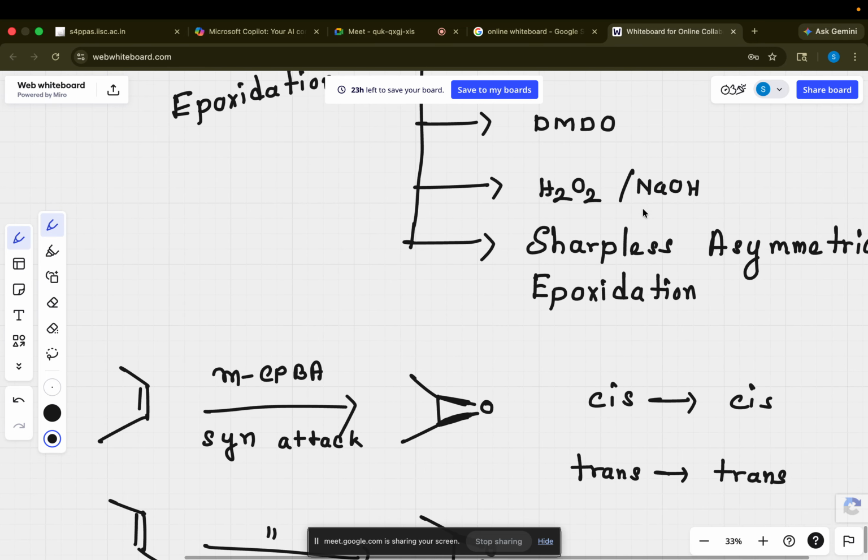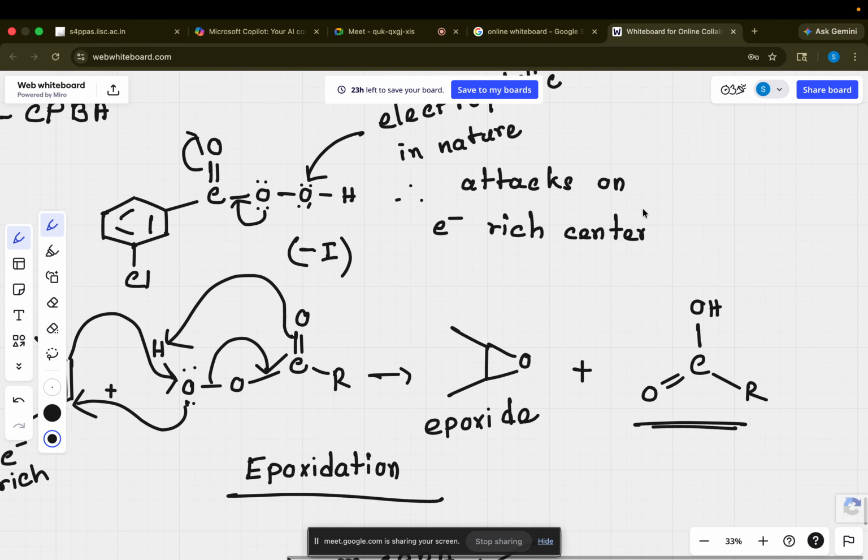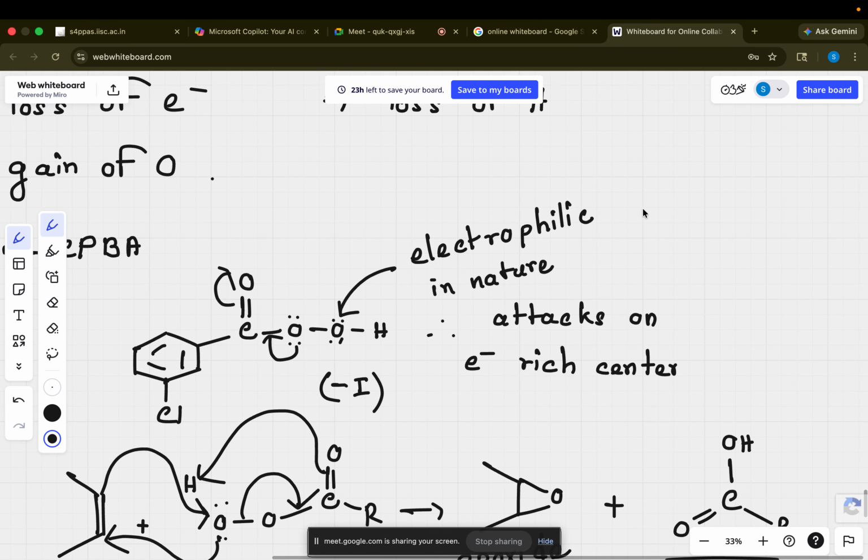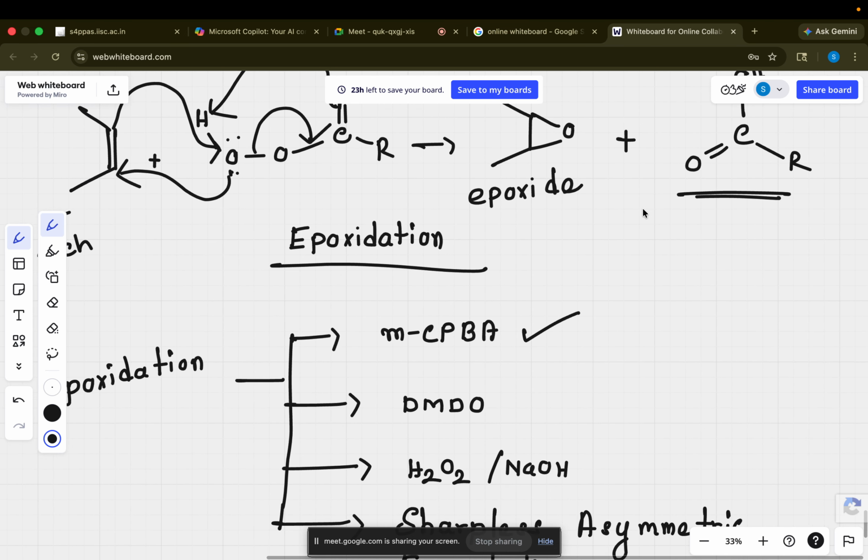Now I already mentioned, mCPBA is what? Electron rich or electron deficient? Electron deficient, because the oxygen atom is electron deficient. So which kind of substrate do we need? Electron rich, sir. Electron rich.